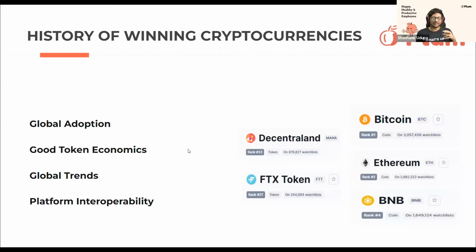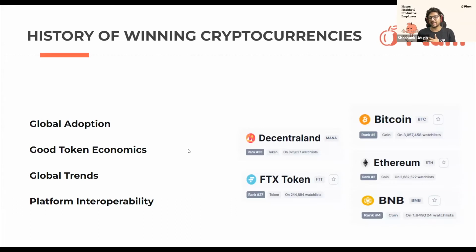Now, why I'm saying global trends are very important is because Decentraland was there for a very long period of time. It was there for the last 2-3 years. Nobody spoke about Decentraland. There were so many metaverse tokens before metaverse was even a thing. But suddenly Facebook, Mark Zuckerberg, got up one day and said metaverse is the next future and made this awesome video. And then everyone started talking about metaverse. And suddenly this Decentraland token that was already there started doing really well.